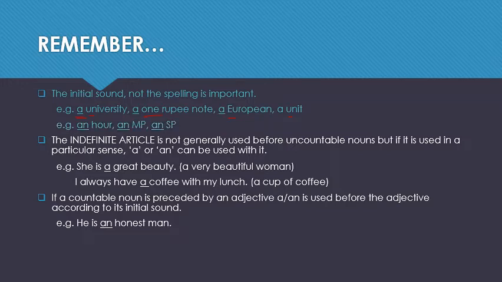And our, and MP, and SP. In this case, the sound is of a vowel. An hour, an MP, an SP. And what about this word?